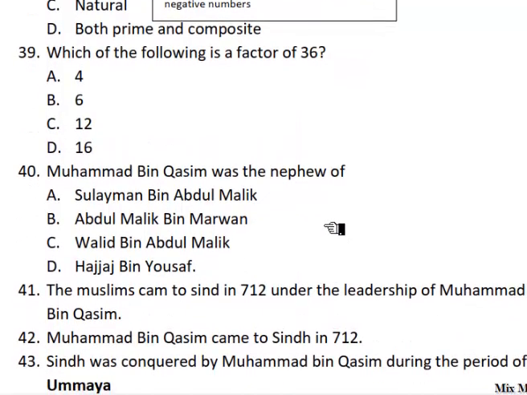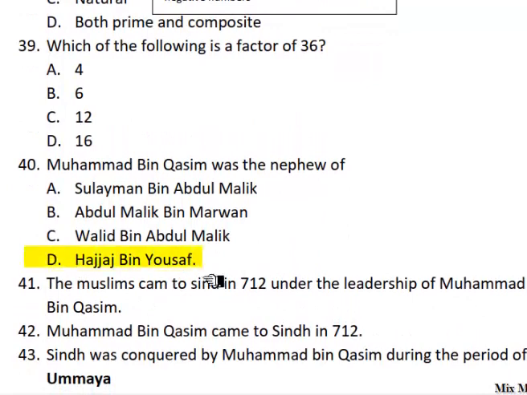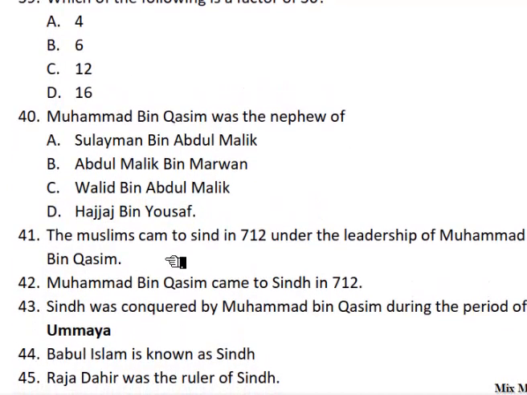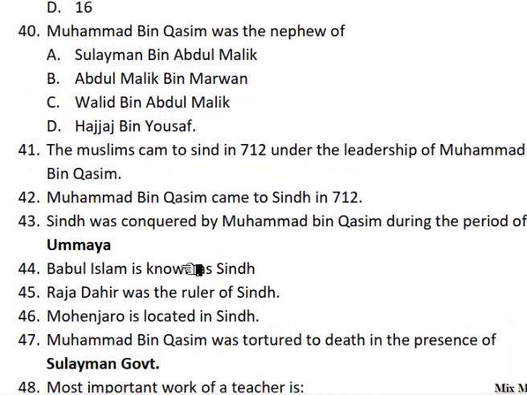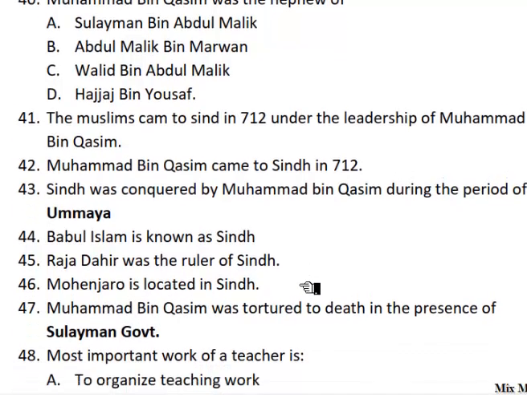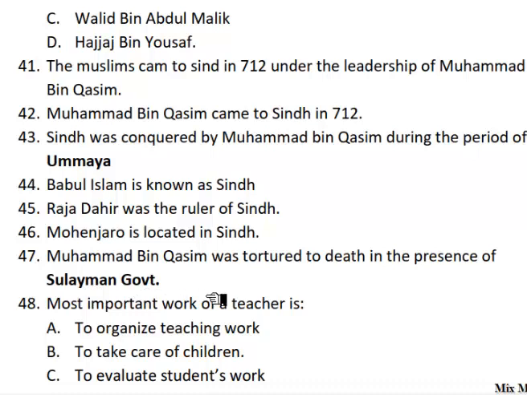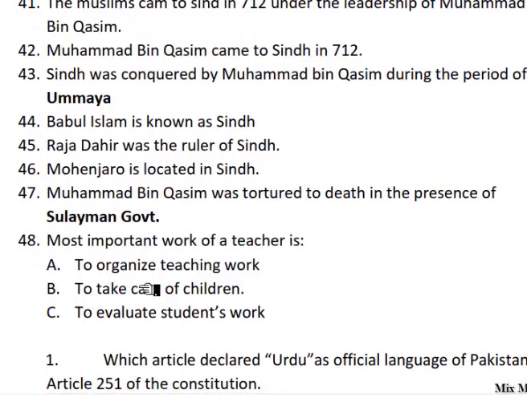Muhammad bin Qasim was the nephew of Hajjaj bin Yusuf. Related questions with this: the Muslims came to Sindh in 712 under the leadership of Muhammad bin Qasim. Muhammad bin Qasim came to the Sindh in 712. Sindh was conquered by Muhammad bin Qasim during the period of Umayyah. Babul Islam is known as Sindh. Raja Dahir was the ruler of Sindh. Mohenjo-daro is located in Sindh. Question 47. Muhammad bin Qasim was tortured to death in the presence of Suleiman government. 48. Most important work of a teacher is to organize teaching work.